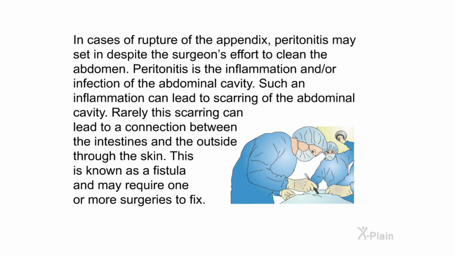In cases of rupture of the appendix, peritonitis may set in despite the surgeon's effort to clean the abdomen. Peritonitis is the inflammation and/or infection of the abdominal cavity. Such an inflammation can lead to scarring of the abdominal cavity. Rarely this scarring can lead to a connection between the intestines and the outside through the skin. This is known as a fistula and may require one or more surgeries to fix.